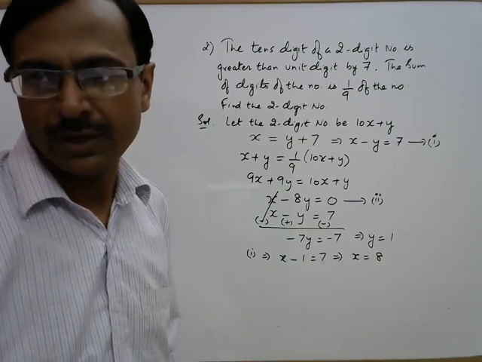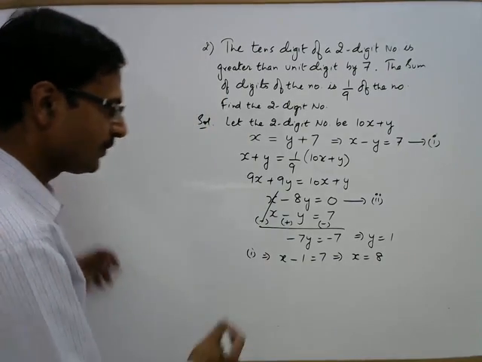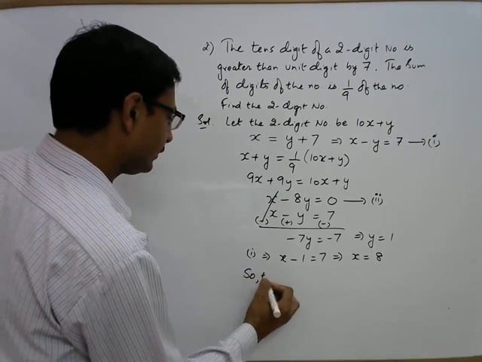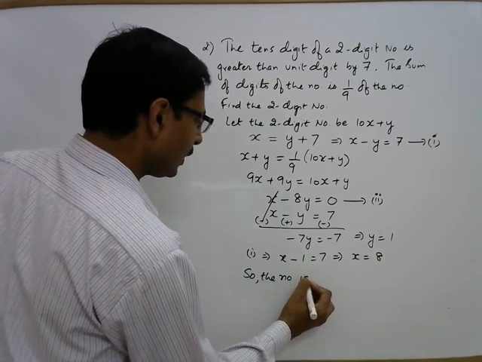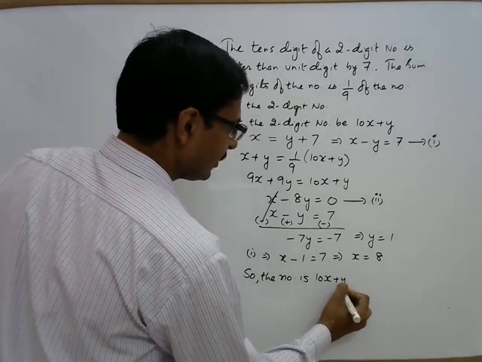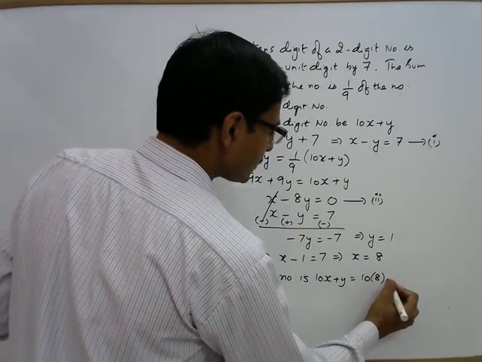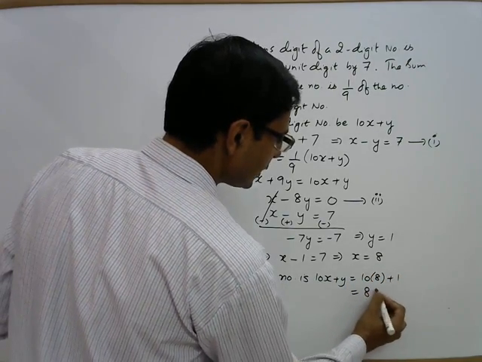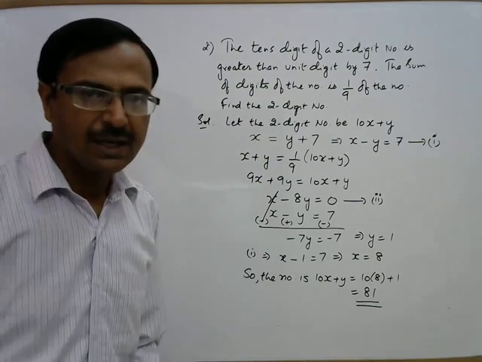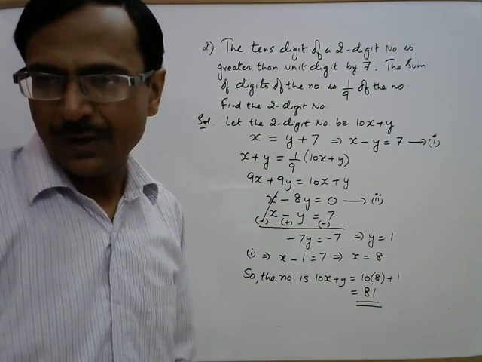My students are already coming up with the answer. That's very good. So the number is 10x plus y. Just put the values: 10 into 8 plus 1. Your answer for the question is 81.